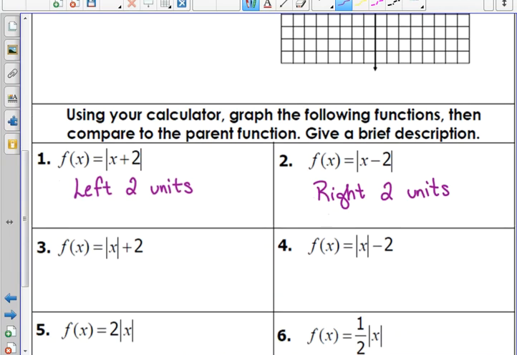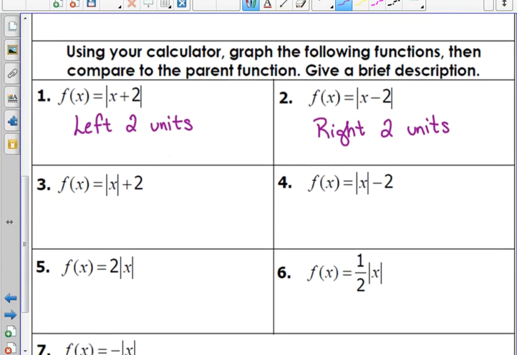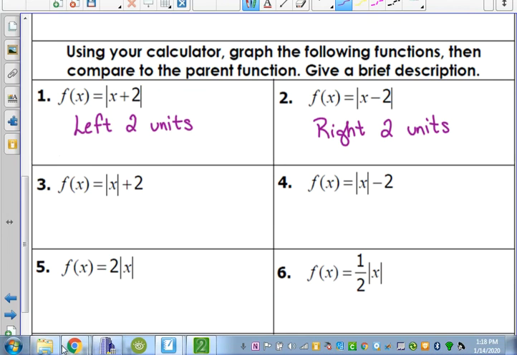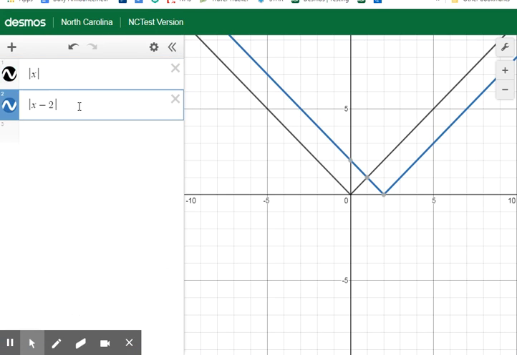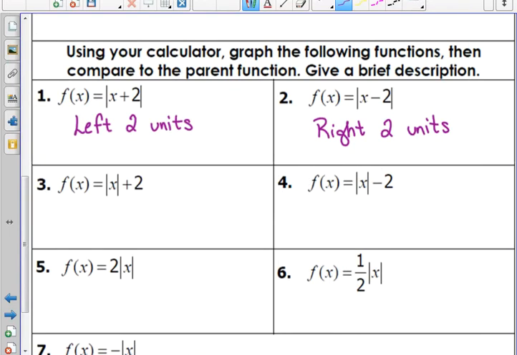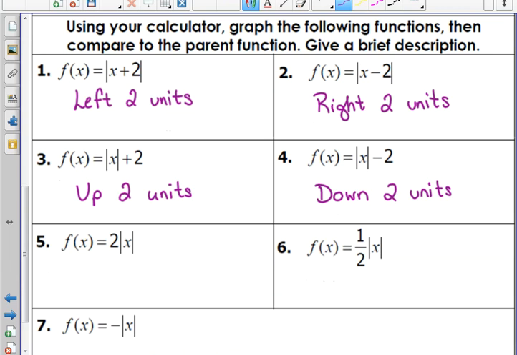I told you it does make a difference whether that 2 is inside the absolute value or outside the absolute value. So let's look at that really quickly. Let's take that and put it outside of the absolute value symbol. We can see that this one went up 2 units. Number 3 goes up 2 units. Number 4, do we really have to graph it? No, it's going to go down 2 units. Now that's all the adding and subtracting that we can deal with.